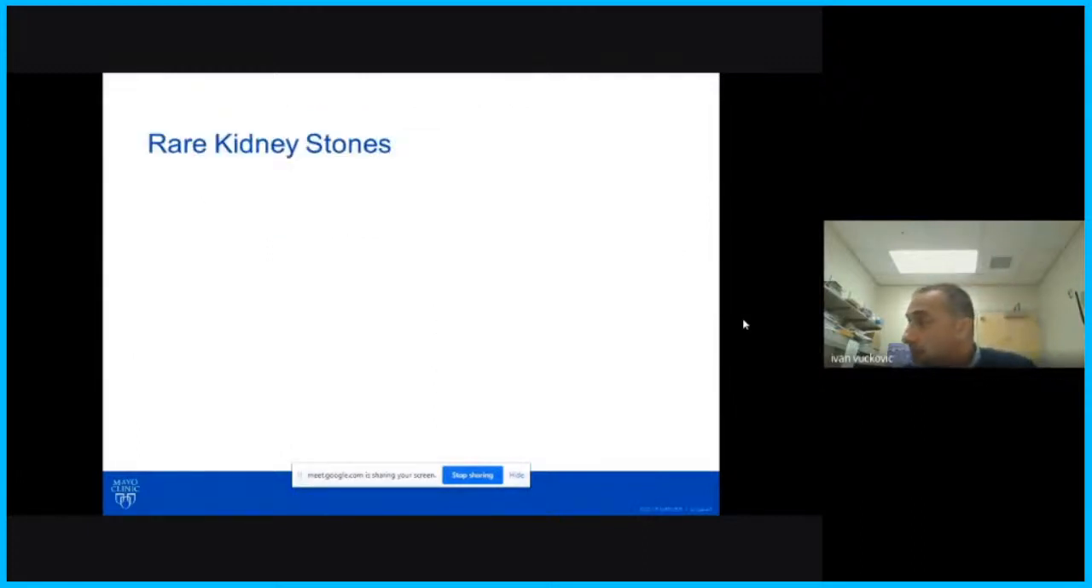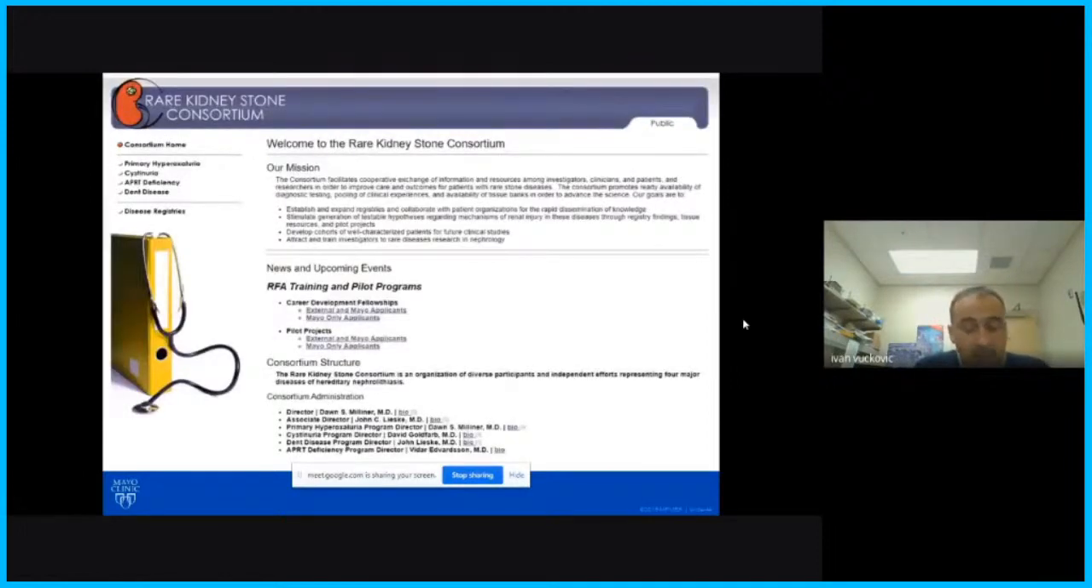Okay, we are switching to the next topic, which are rare kidney stones. Besides regular kidney stones, there are several types of rare kidney stones. You can see some of them here. At Mayo, there is a consortium of rare kidney stones. They collaborate with other sites across the United States and worldwide.